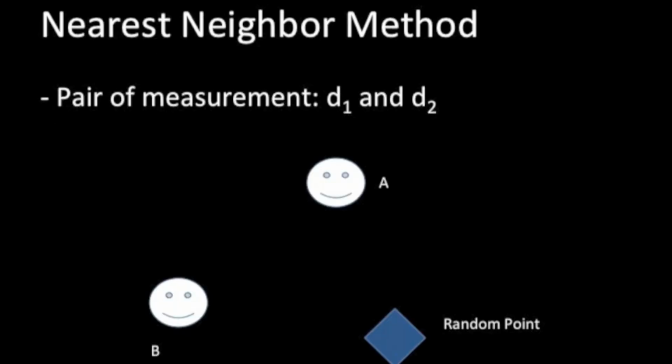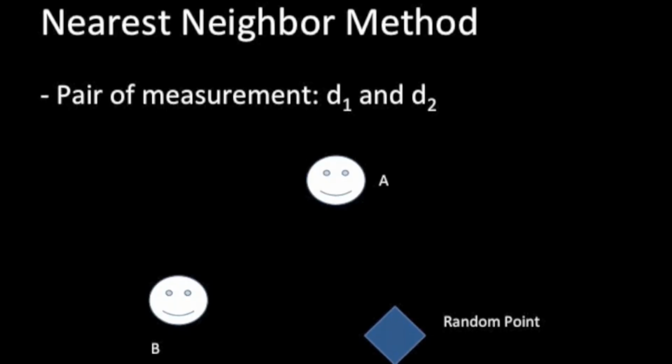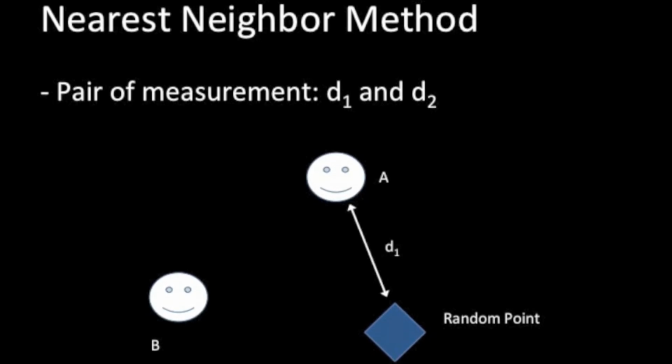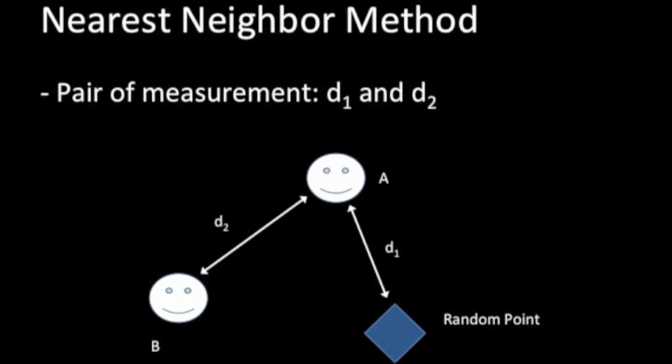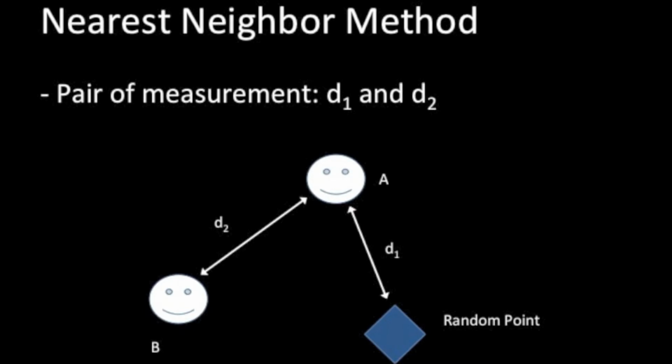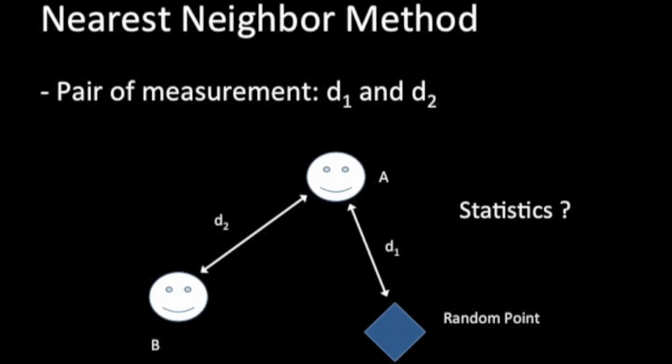First, I'll just pick a random point. Then, I'll measure the distance from this point to an individual A. This distance is called D1. Then, I'll measure the distance from individual A to individual B, and this distance is called D2. To obtain the next sample, a new random point is chosen, and another pair of measurements is made. I will worry about statistics later.